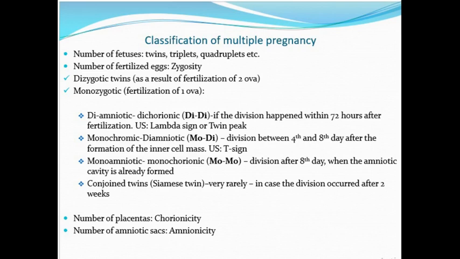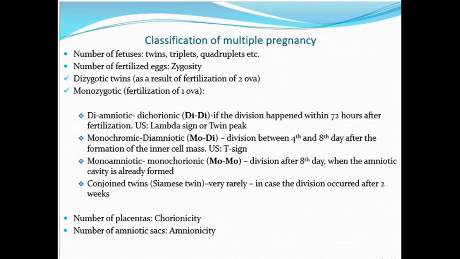Now, in monozygotic twins, after the fertilization of a single egg, we may have subdivisions. Over here, we may have a diamniotic and dichorionic twin, and this usually takes place when the division occurs within 72 hours. On ultrasound, we may find a sign called the lambda sign or the twin peak, which I'll show you very soon.